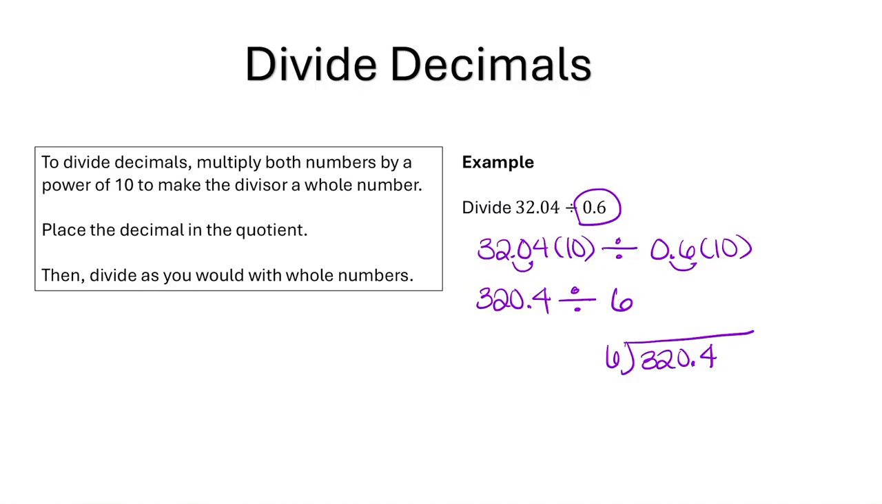So 6 goes into 32 5 times. Subtract 30, so I have 2, bring down 0. And then 6 times 3 is 18. Subtract, and then I get 2. And then I'm going to put the decimal in the same respective place. And then I bring down 24. Bring down 4 to get 24. And then 6 times 4 is 24. So when I subtract, I have a remainder of 0. Okay, so 53.4 is going to be my final answer.